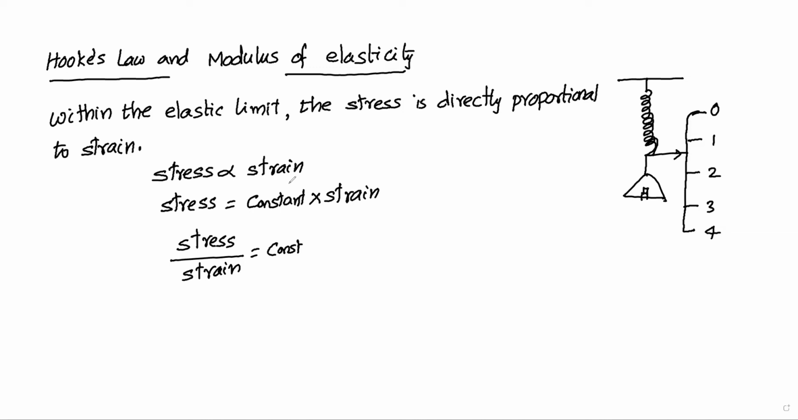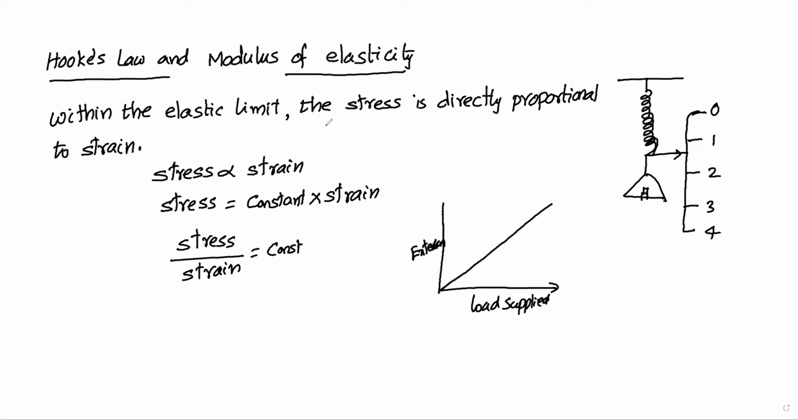Stress is directly proportional to strain. So stress is equal to a constant into strain, with a proportionality constant over here. Stress by strain is equal to constant. This is Hooke's law. Once you take a graph, on the x-axis, load supplied, on the y-axis, extension. How much load you are giving, how much the spring is expanding. The graph you take will represent Hooke's law.